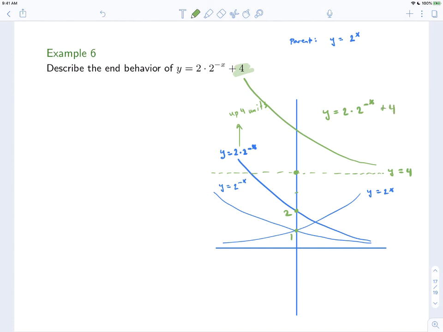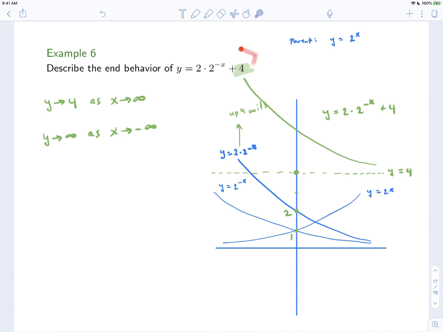And again, this isn't an accurate graph. I'm just trying to get an idea of the end behavior. And now I can see that y goes to 4 as x goes to infinity, because as x moves to the right, you're getting close to the horizontal asymptote of 4. And as x goes to the left, you can see we're increasing without bounds. So y goes to infinity as x goes to negative infinity.